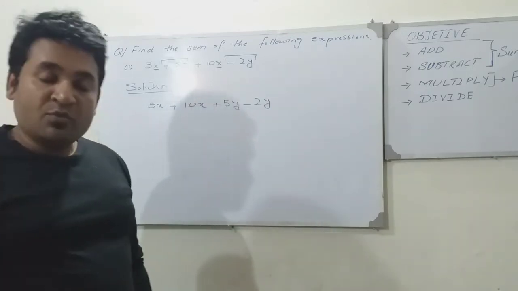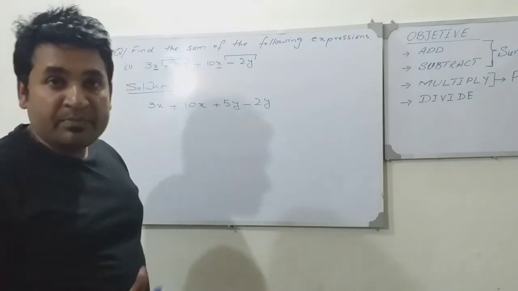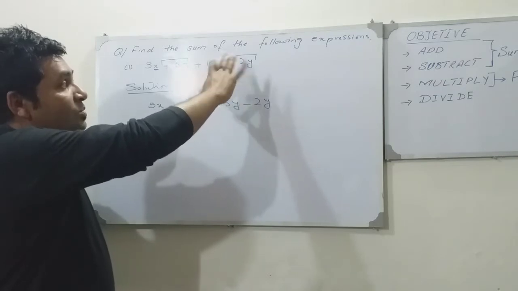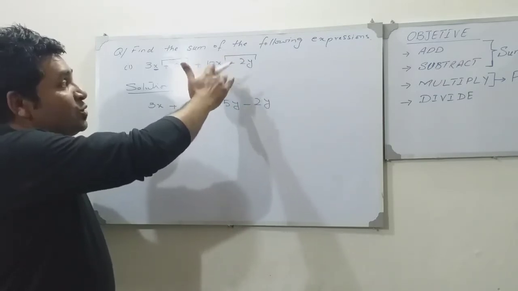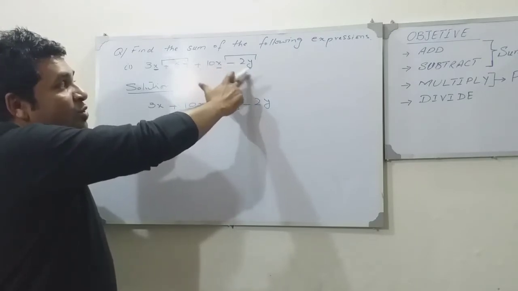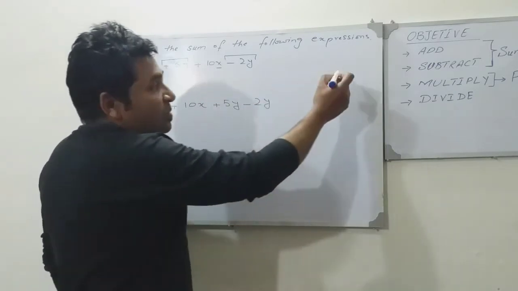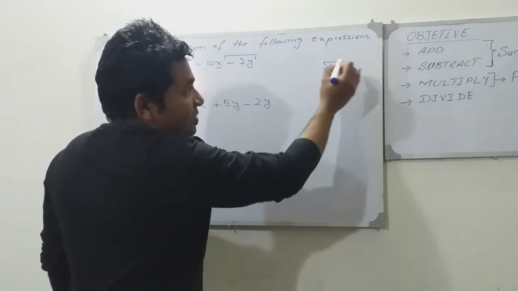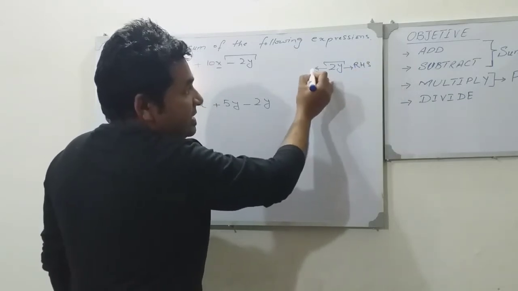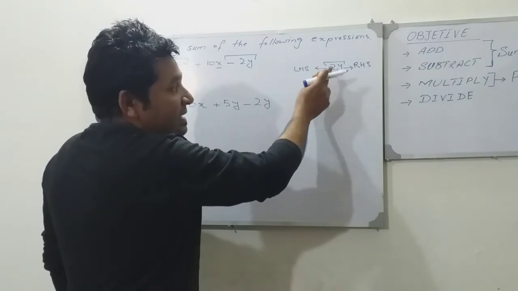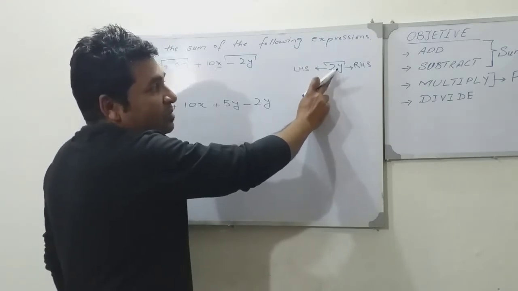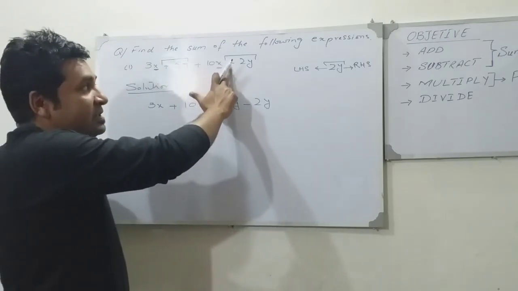I hope most of you already know this, and this is a very simple thing. But few students make a mistake: they don't understand which sign is assigned to which term. For example, if this is a negative sign, they get confused whether it is with 10x or with 2y. So always remember that the sign is always on the left side of the term. For example, 2y has a right hand side and a left hand side, and its sign will always be on its left side. So that's why this is negative 2y.